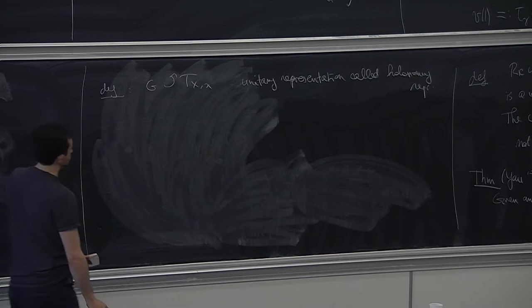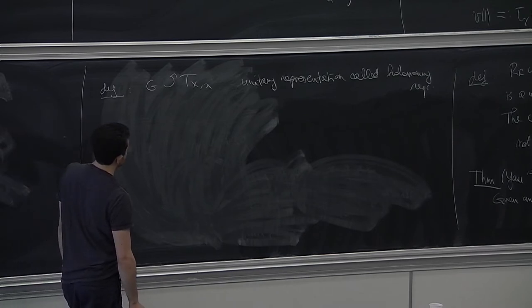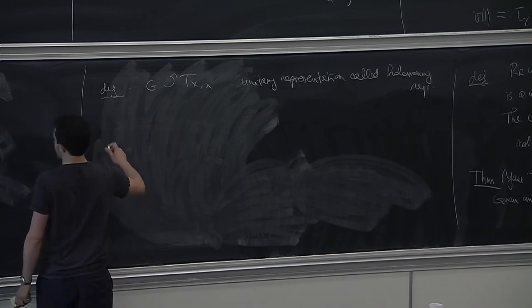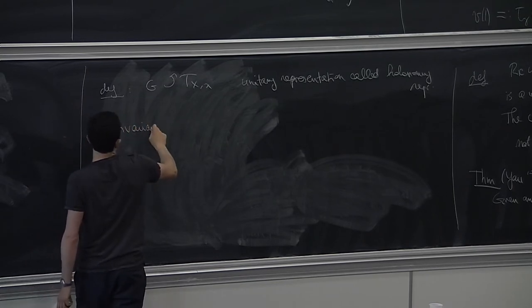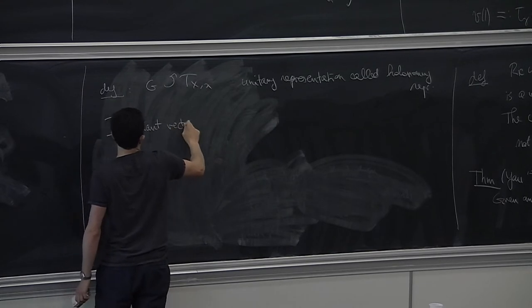Okay, so let's see. What are the invariant vectors of that representation, or subspaces?